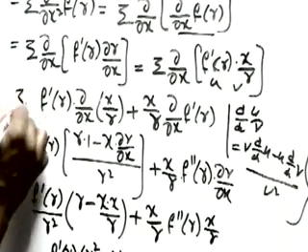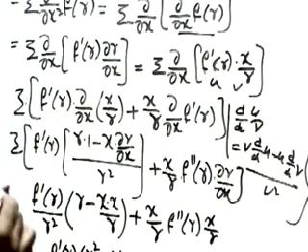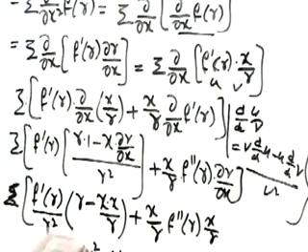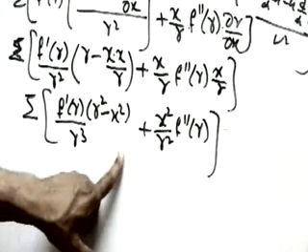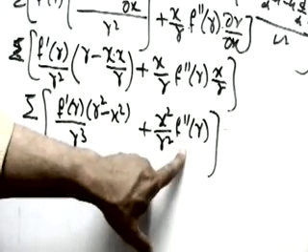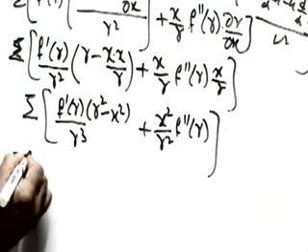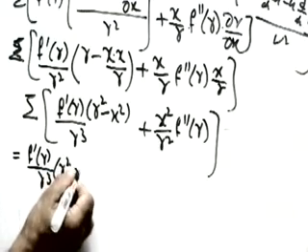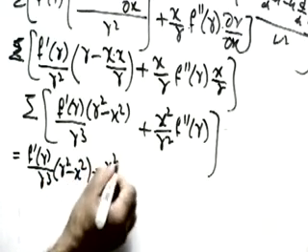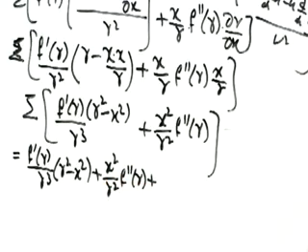See here, watch carefully. This is sigma of. Now let me expand this one. If we expand, we'll get three terms exactly like this. First, in place of x we write x, then in place of x we write y, then z. So first we write the term: f dash r by r cube into r square minus x square, plus x square by r square, f double dash r.